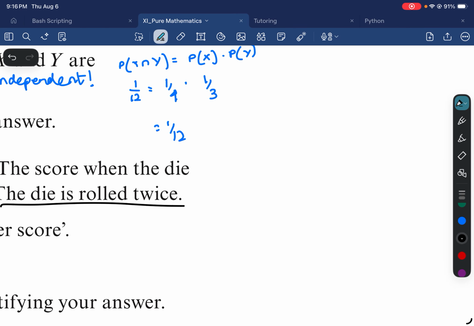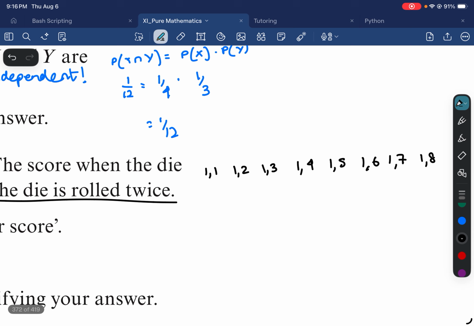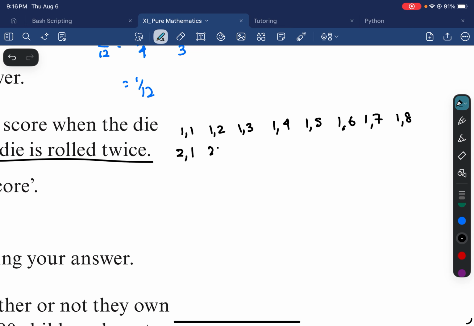That's fairly easy, right? So you can do 1, 1, 1, 2, 1, 3, 1, 4, 1, 5, 1, 6, 1, 7, 1, 8. And then you just repeat. So 2, 1, 2, 2, 2, 3, 2, 4, 2, 5, 2, 6, 2, 7, 2, 8.